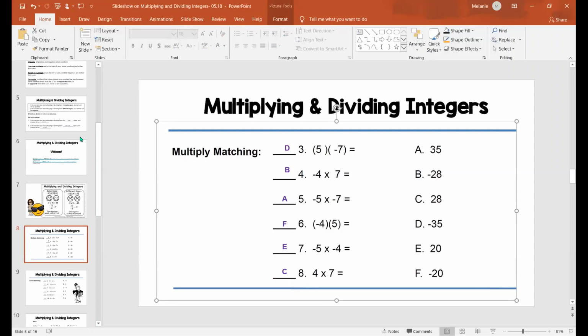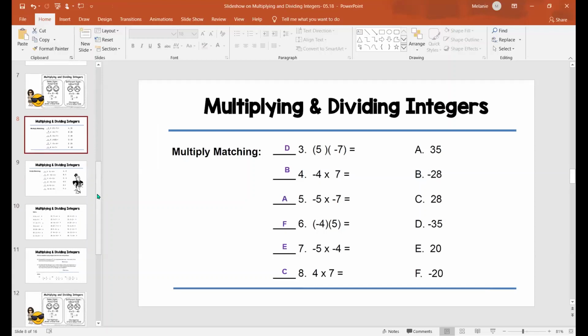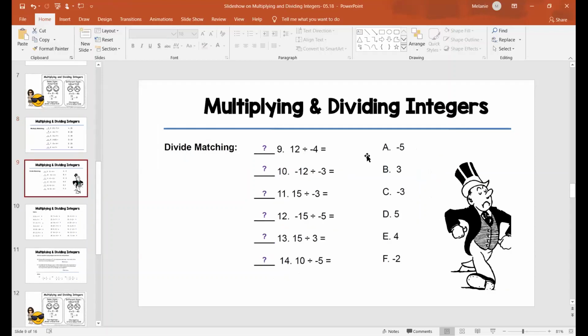Okay, so let's go ahead and go to dividing. Remember, same rules apply for division as in multiplication. Now we've got all these, and these could have been written as fractions, remember that. So number 9, 12 divided by negative 4.